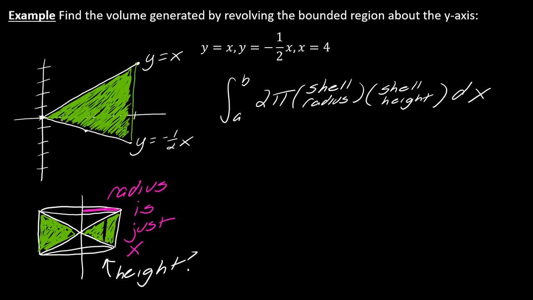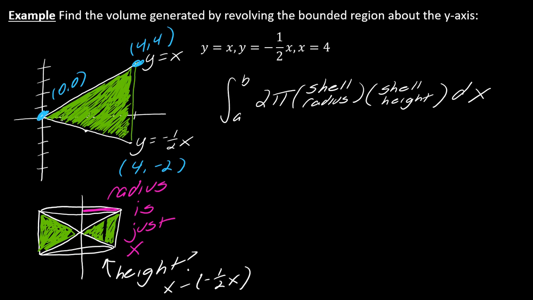To get the height in this case, what I need to do is take that highest curve minus that lowest curve. The highest curve is this here, this was just x. And the lowest curve is this one, negative 1/2 x. So that is what we're going to input into the formula.